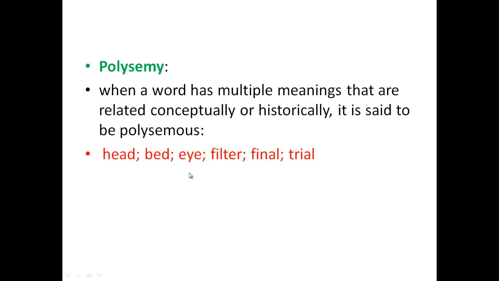Anyway, it's the same word with different meanings, and the meanings are related. This is what we mean by the meanings being related conceptually or historically. If you go back into the history of the language, you can identify some kind of link between the meanings of the same word. So in polysemy, we are talking about just one word having different meanings, but in homonymy, we are talking about different words written in the same way, pronounced in the same way, but different in meaning at the same time. Okay?